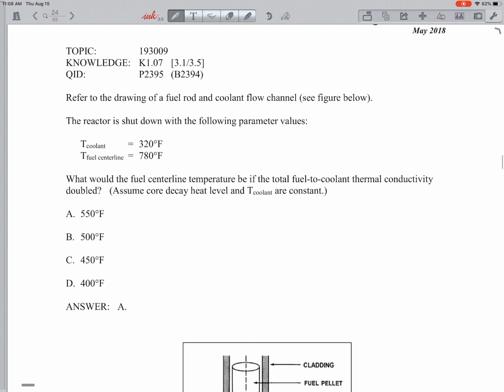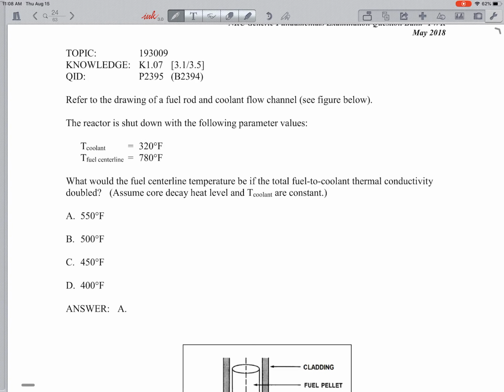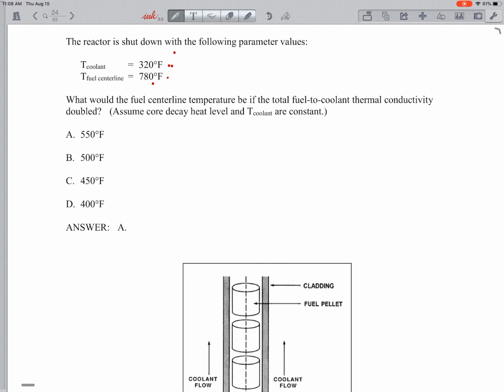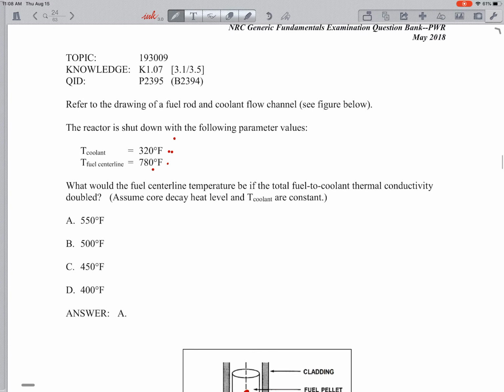All right, so let's see. Reactor shut down with the following parameters: 780 and 320. Centerline temperature and coolant temperature. What would the fuel centerline temperature be if the total fuel to coolant thermal conductivity doubled? We're going to say it's going to be less than centerline temperature now, because the conductivity is more, meaning heat can pass through from this point to this point easier, twice as easy.